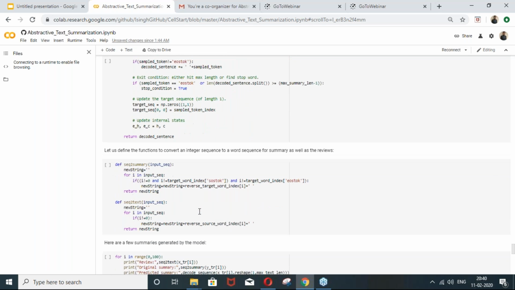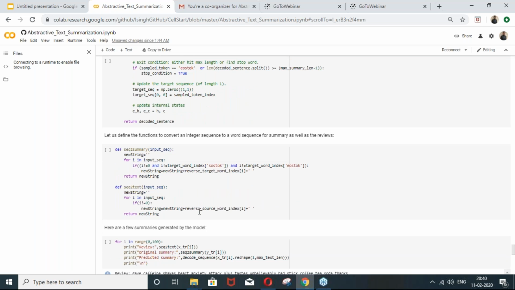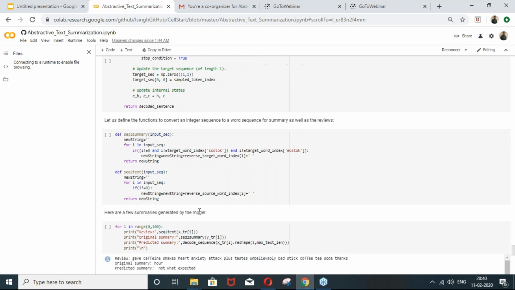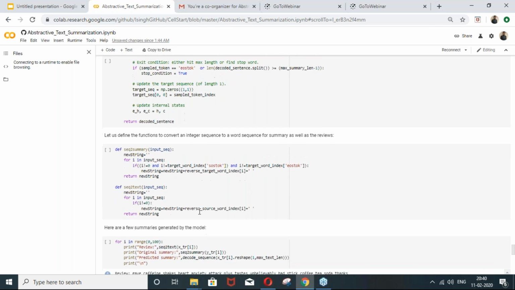Okay, fine. Now the thing is that we have to consider the integer sequence to word sequence, as well as for the reviews, as well as for the summary. Remember, we have converted into an integer sequence. Now we convert it into the word sequence. So I'm doing that part.